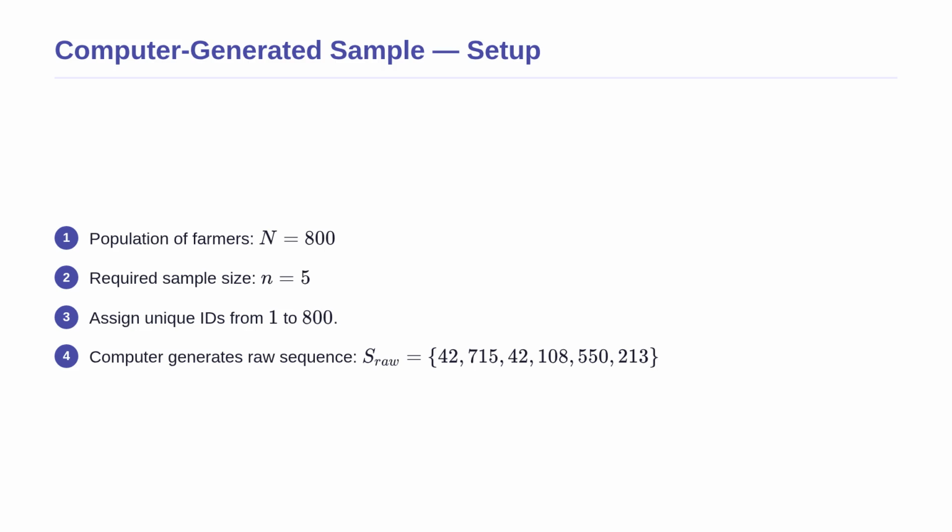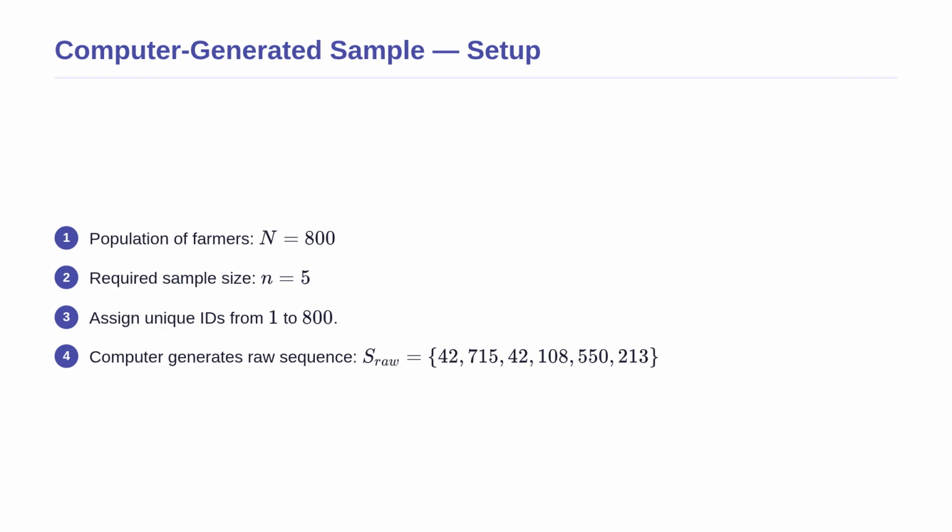Before we prove why that formula works, let us see this selection procedure in action with a concrete example. Imagine a small village with a population of 800 farmers. The government wants to test a new fertilizer and needs a sample of exactly 5 farmers. First, we assign every single farmer a unique ID number from 1 to 800. Then, we ask the computer to generate 5 random integers. The computer spits out a raw sequence: 42, 715, 42, 108, 550, and 213.